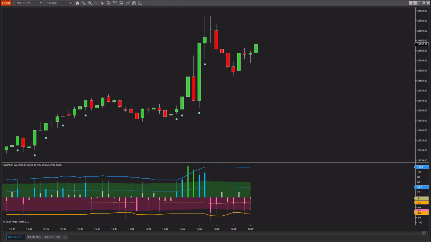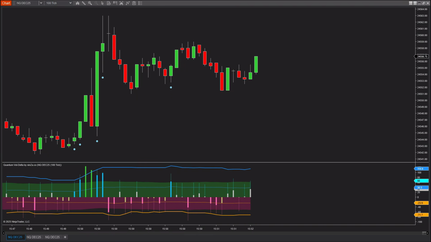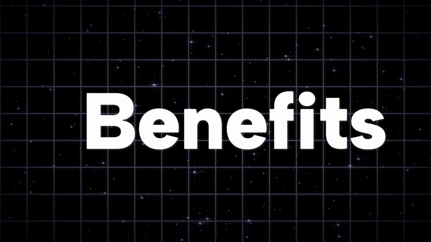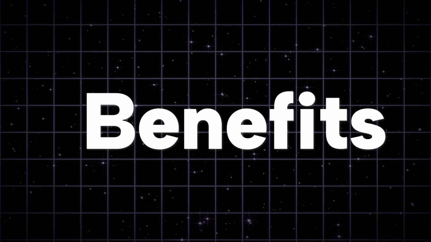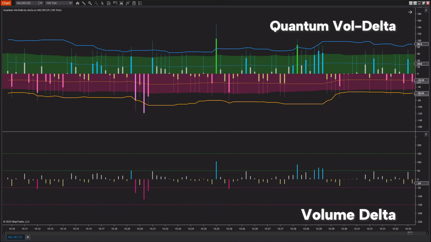But keep in mind, everything we just covered is when the signals are unfiltered. So what happens when the signals are filtered? That's something I'll break down for you in the benefits section, where you'll see exactly what quantum vol delta can really do for you. So now we've got a better understanding of how the signal mechanism works.